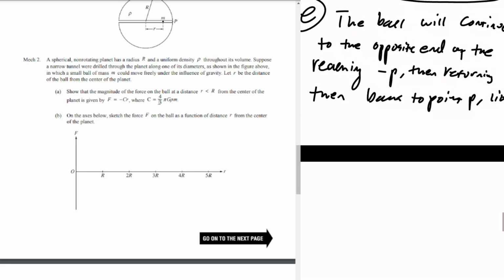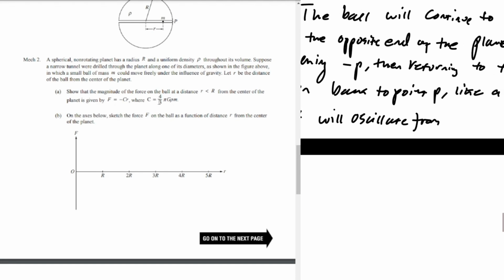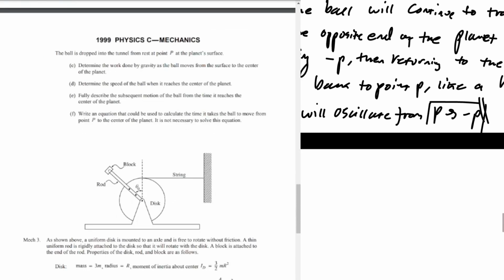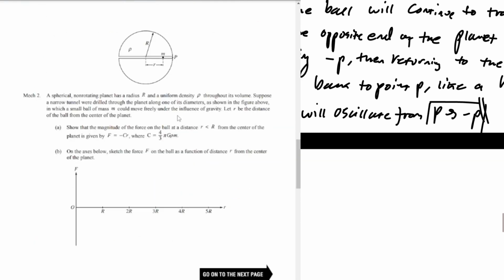So, in other words, it will oscillate from P to negative P. So what they want you to realize with this question, they're kind of baiting you into thinking, okay, this is simple harmonic motion. This entire mechanism is representative of simple harmonic motion.